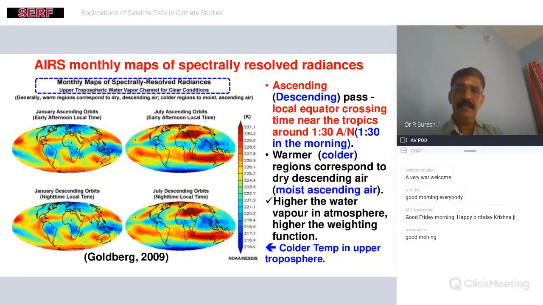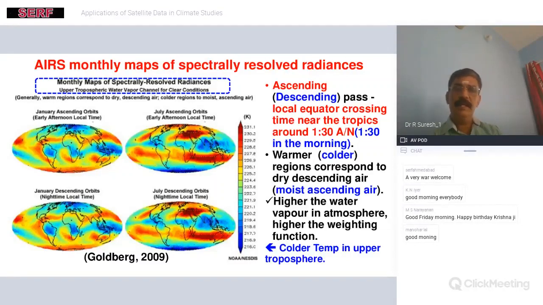You can see in the present day, Goldberg 2009, 2013, etc. UCAR materials are available. Even the NOAA website material is also available. So it's not a great deal to pick up the material that I am speaking about.